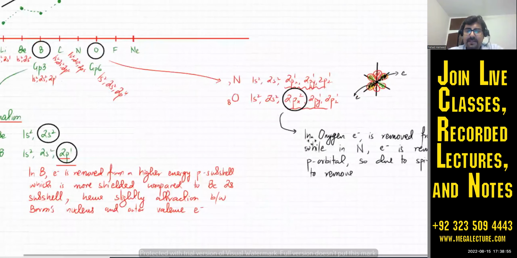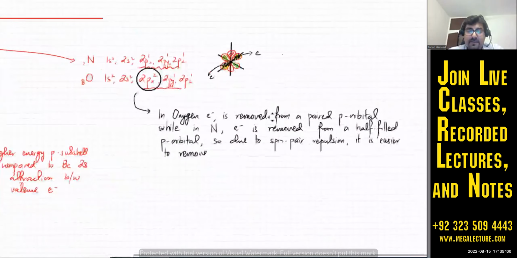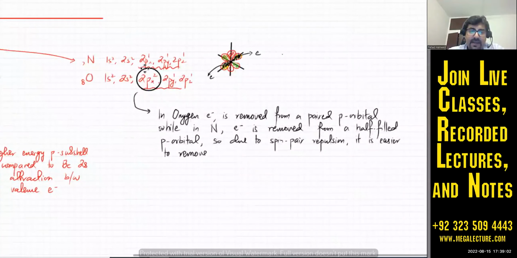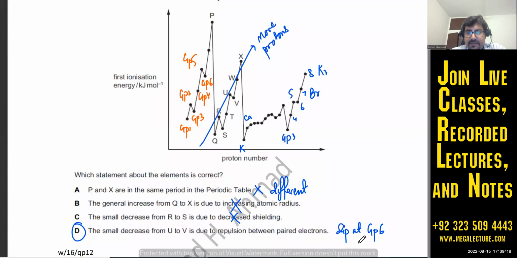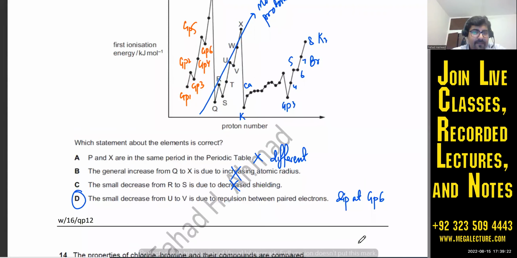Nitrogen से oxygen पे जाते हो, when you move to group 6, why is it easier to remove electrons? Because all of a sudden you've got 2 electrons in a p subshell, and it's paired and they repel each other, so it becomes slightly easier to remove electrons. So see ये वाला part.